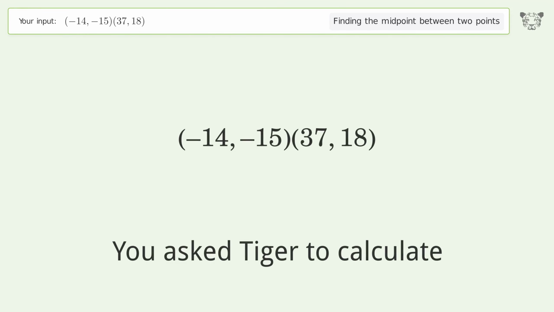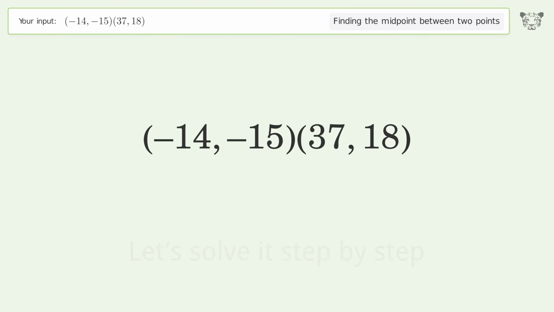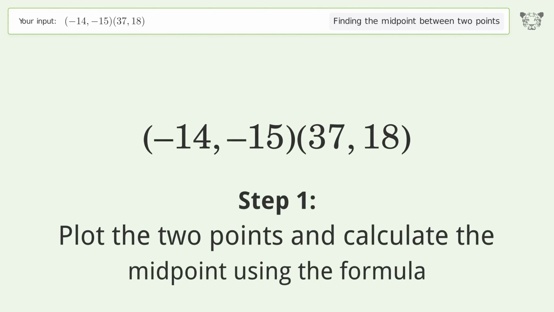You ask Tiger to calculate. This deals with finding the midpoint between 2 points. The midpoint between the 2 points is 11.5, 1.5. Let's solve it step by step. Plot the 2 points and calculate the midpoint using the formula.